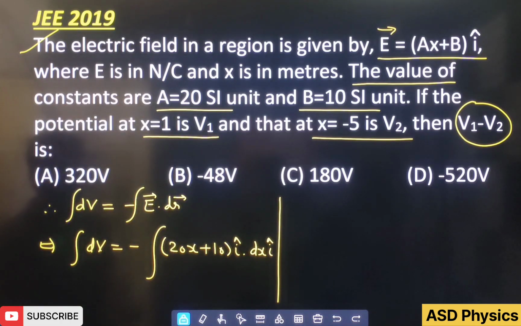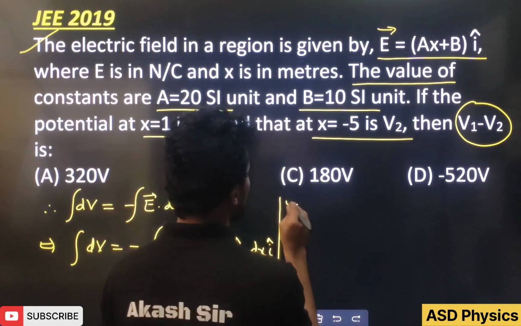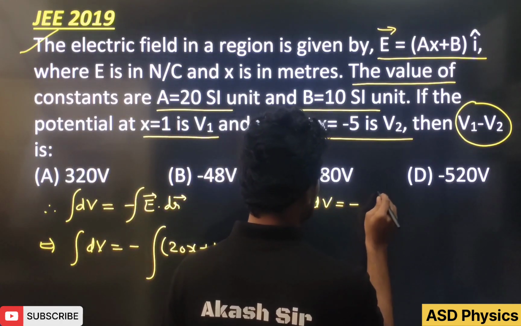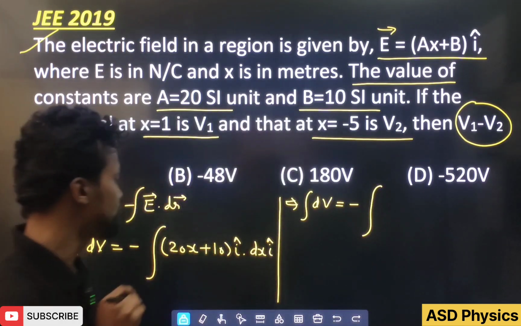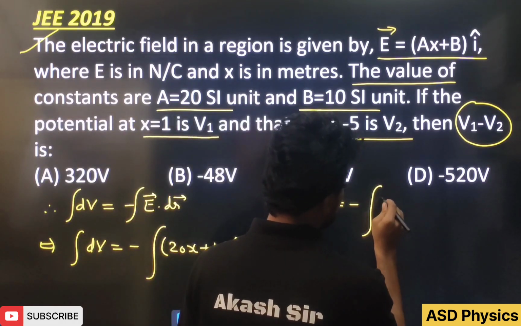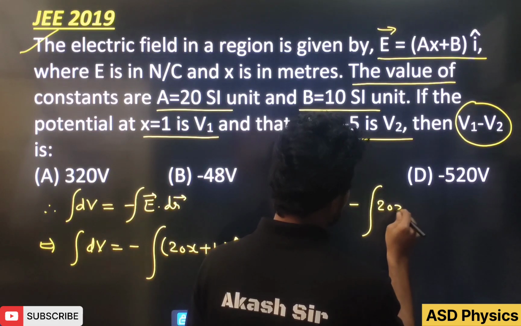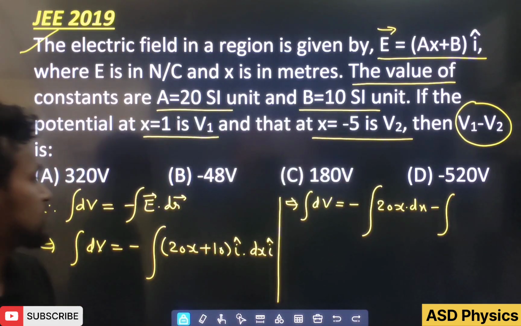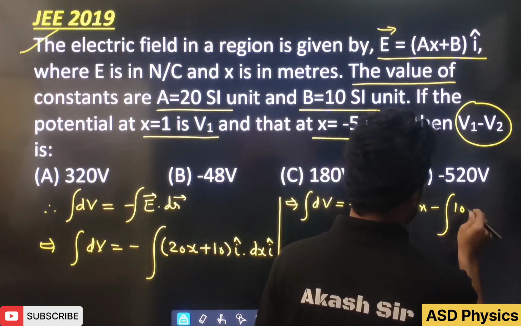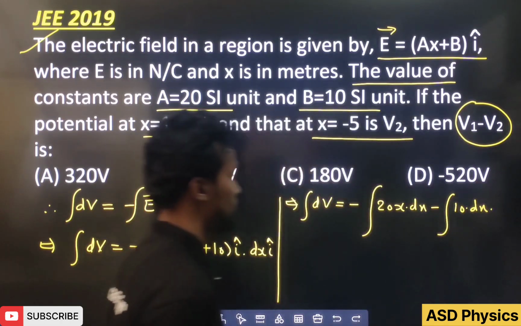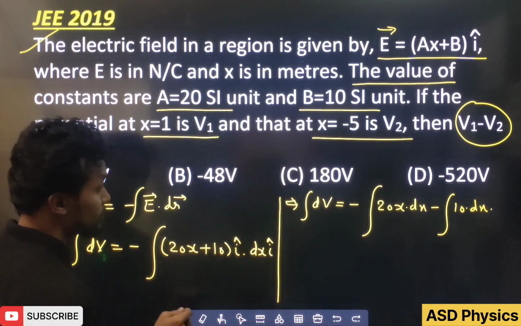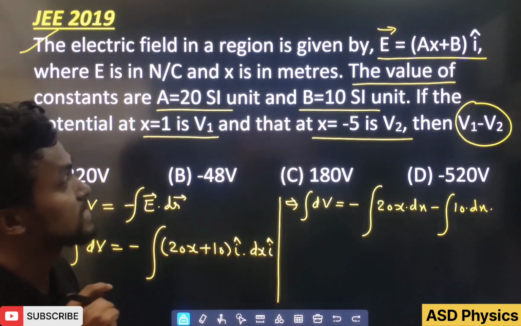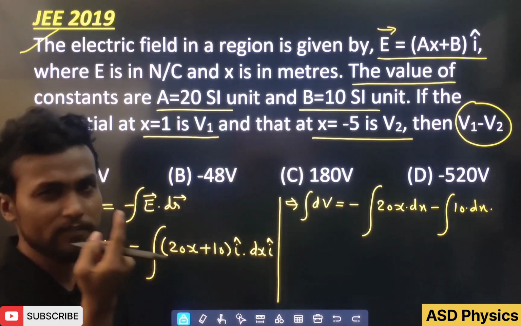Just see very well. Now i cap dot i cap is 1. So we can write the integration of dV is equal to minus integration of 20x plus 10 dx. So we can write 20x dx minus 10 dx. Now we'll put the limits, students. X equal to 1 means V1 and x equal to minus 5 means V2. We have to calculate V1 minus V2 here.